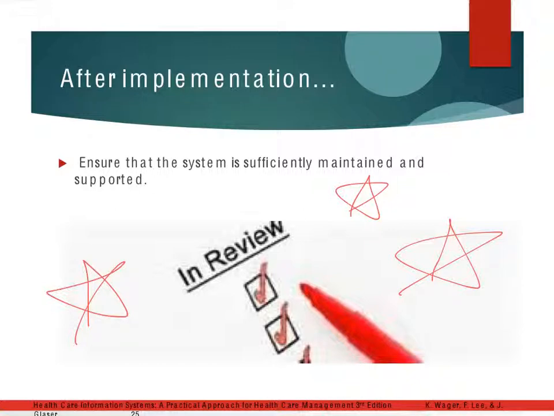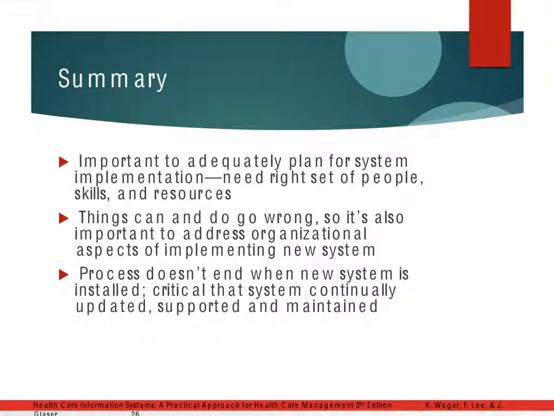And Calvin will talk a little bit more about this presentation. So in sum, it's really important. You need the right set of people, skills, and resources to plan for this system. Things are going to go wrong, so it's important to address the organizational aspects of this. And I think probably one of the greatest take-home messages after reading this chapter, and for those of you who've gone through a new system implementation process, is that this is a continuous process.